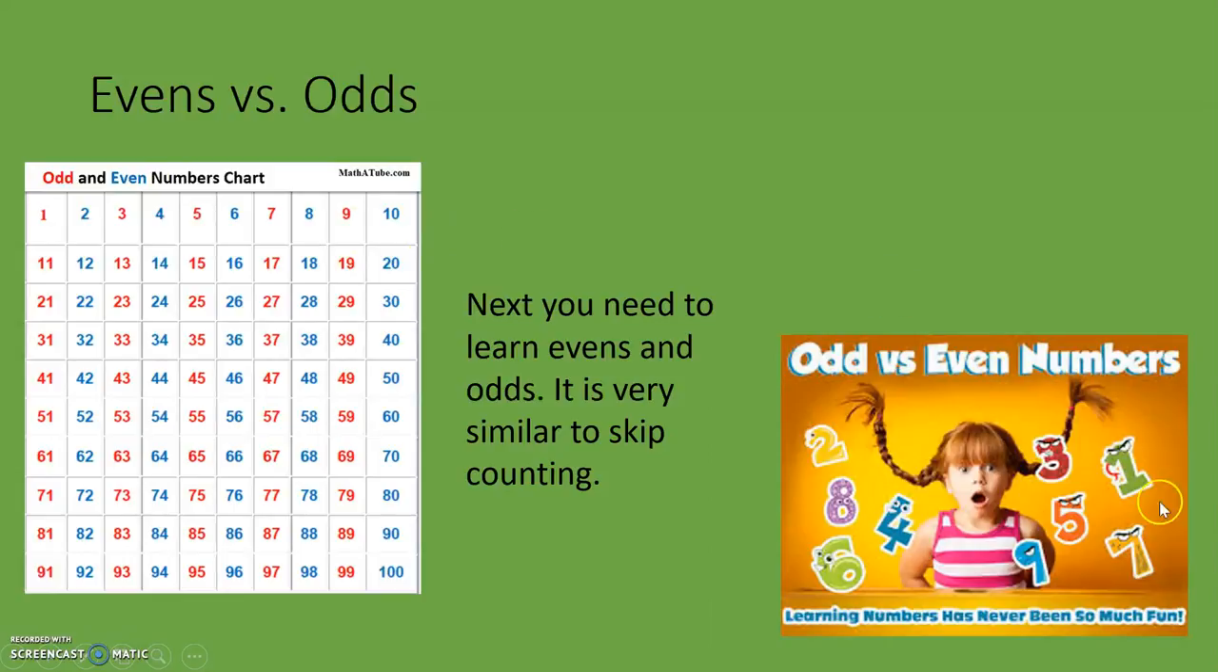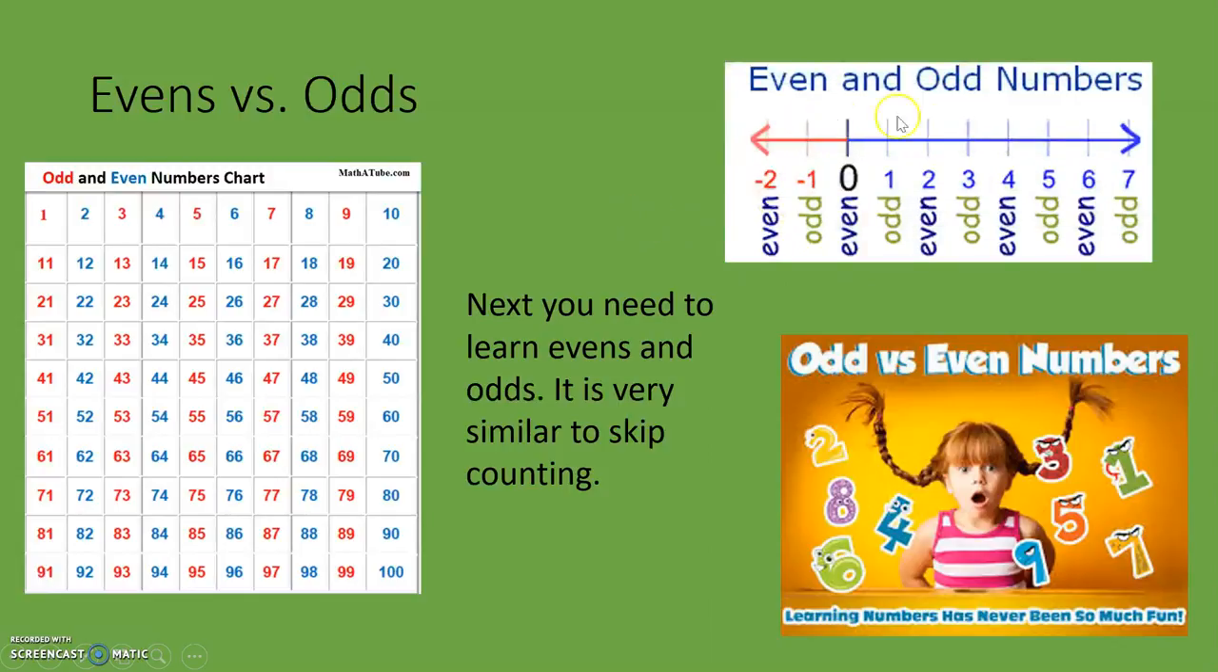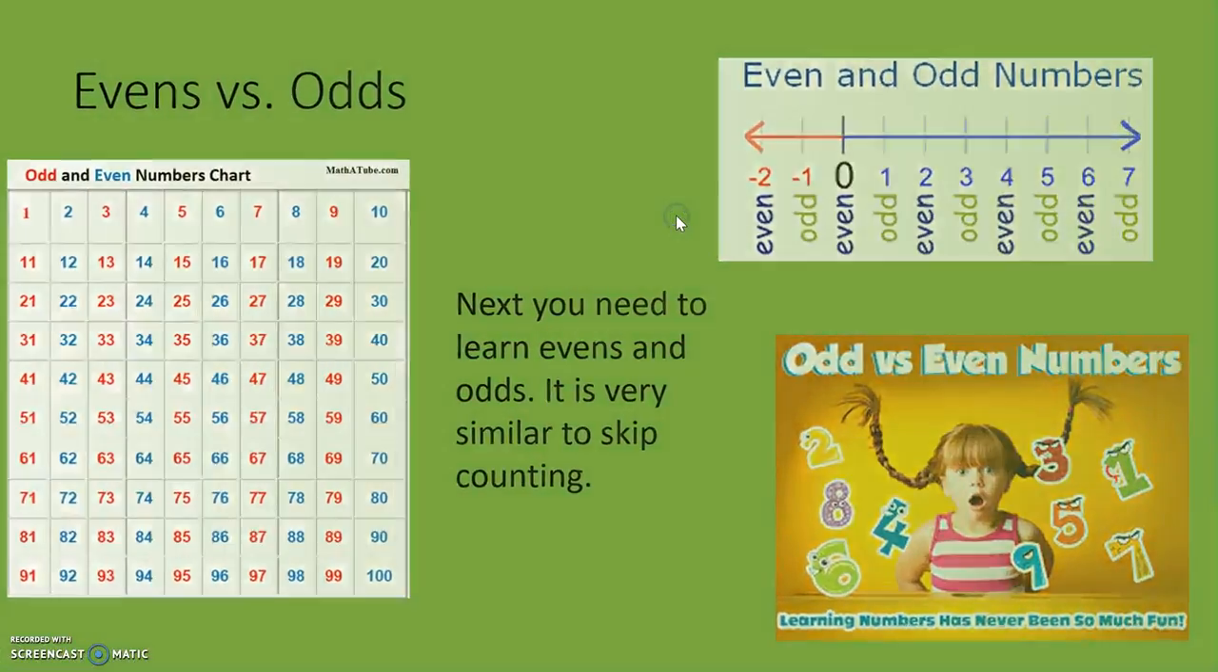There's also even and odd numbers here. These are also very easy to learn. You can use candy with kids. You can use objects. There's so many different ways you can teach them evens versus odds. There's also a chart right here showing even and odd on a timeline.